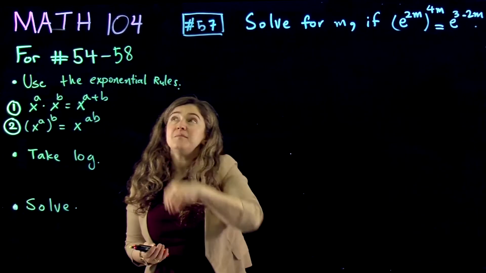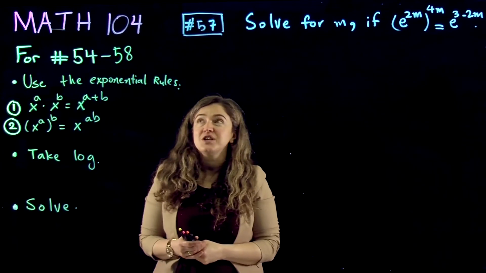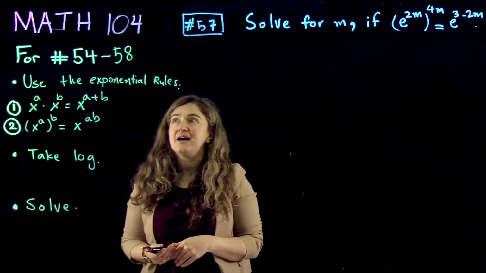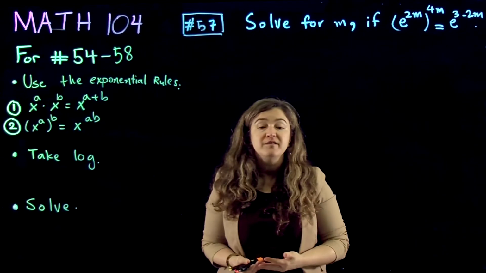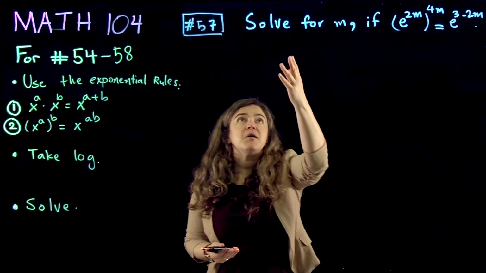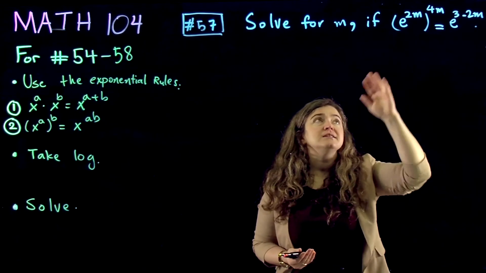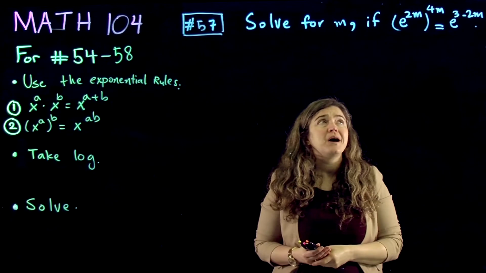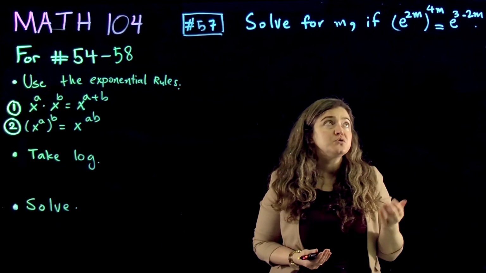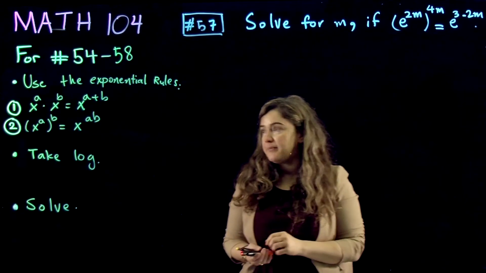We're continuing with Math 104 Gateway questions, this time number 57 out of the series 54 to 58. This problem is asking to solve for m if the equation is e to the power 2m to the power 4m is equal to e to the power 3 minus 2m.